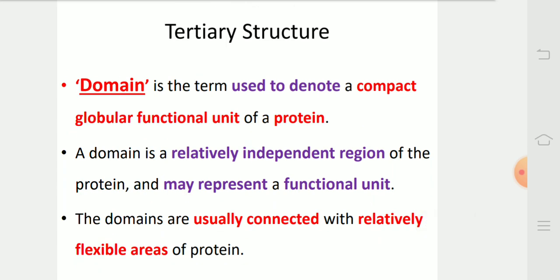Domain is the term used to denote a compact globular functional unit of a protein. A domain is a relatively independent region of the protein and may represent a functional unit. The domains are usually connected with relatively flexible areas of the protein.